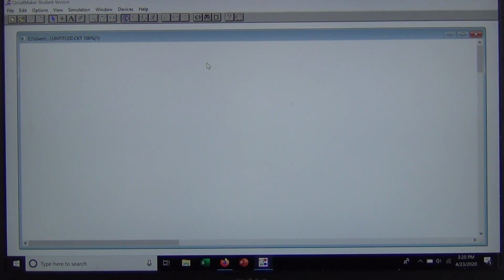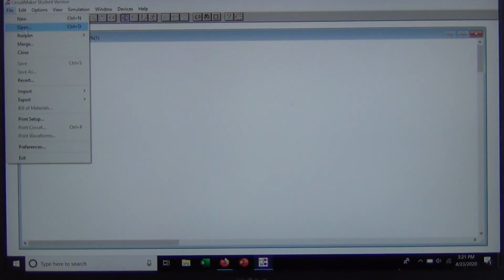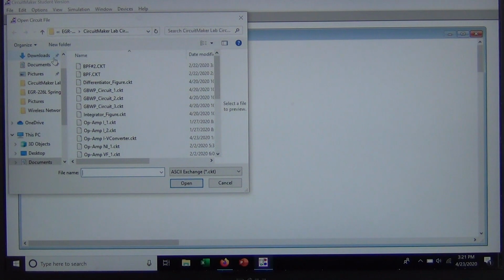Okay, we're going to take a look at experiment number 8, or op-amp experiment number 5. And this is an integrator differentiator op-amp experiment. So I've got CircuitMaker open, and what I'll do is open up the first circuit. So we'll take a look at the integrator first.